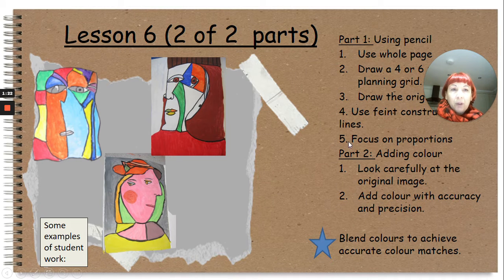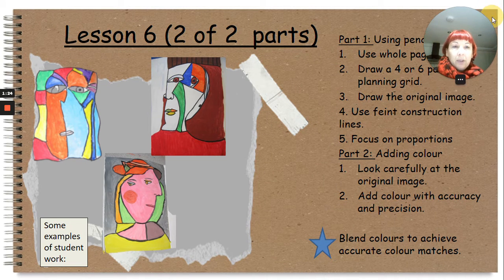Okay, so last week we used pencil, and this week we're moving on to adding colour. When we're adding colour, we need to look at the original image really carefully, and we're going to try and add our colour with accuracy and precision. In order to do this, and this is our star challenge for many of us, we're going to maybe have to blend colours to achieve accurate colour matches.